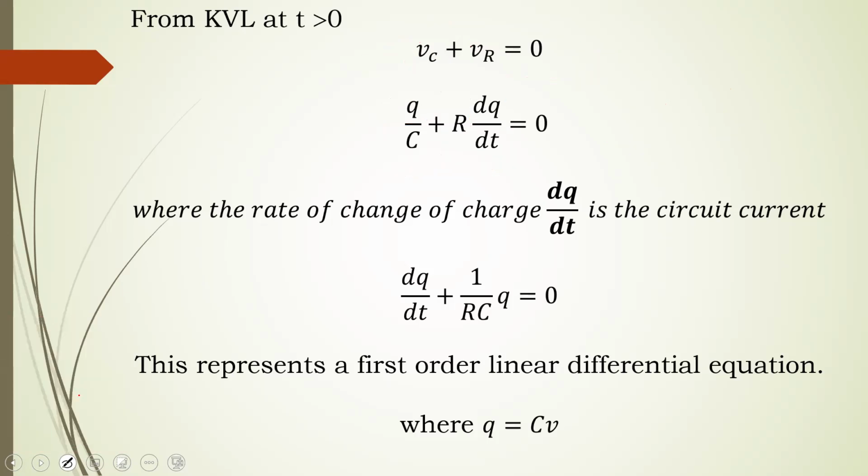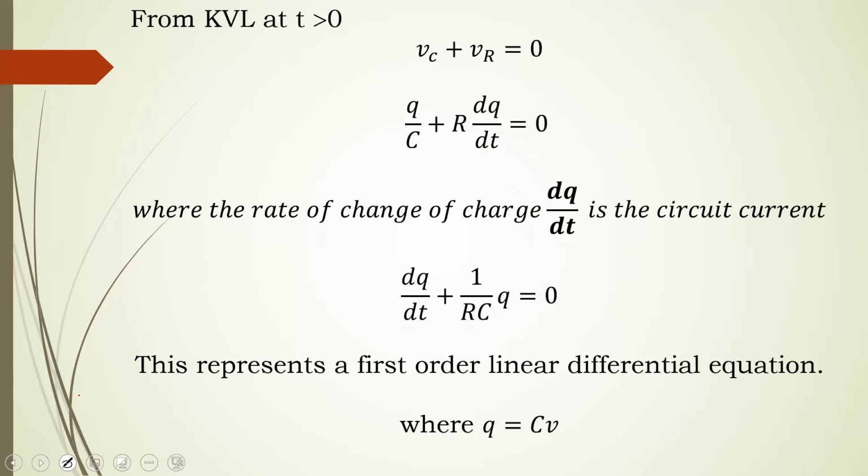So we have VC plus VR equals zero. Q over C plus R dq dt is equal to zero. Of course, we just spoke about dq dt. If we divide through by R, we get dq dt plus 1 over RC times Q is equal to zero. And what we have here is a simple first order linear differential equation.